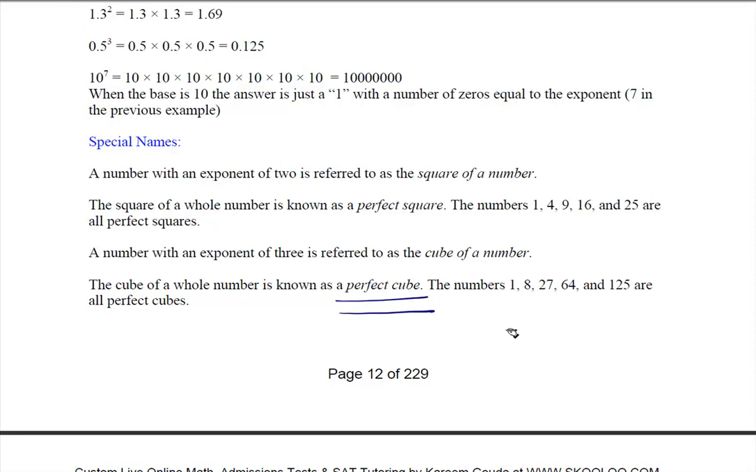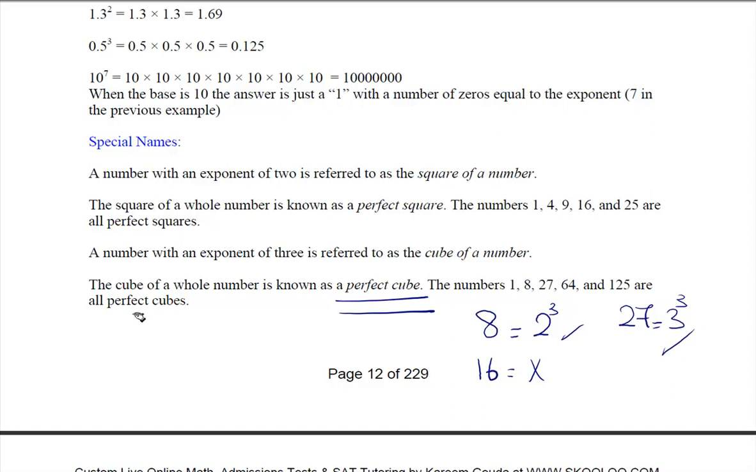Similarly, a perfect cube is a number that equals a number cubed, and cubed means to the power of 3. So is 8 a perfect cube? Yes, it is, because it equals 2 to the power 3. Is 16 a perfect cube? No, because it doesn't equal anything to the power of 3. Is 27 a perfect cube? Yes, because it equals 3 to the power of 3. 3 times 3 times 3 is 27.